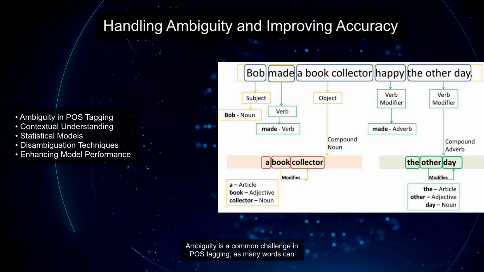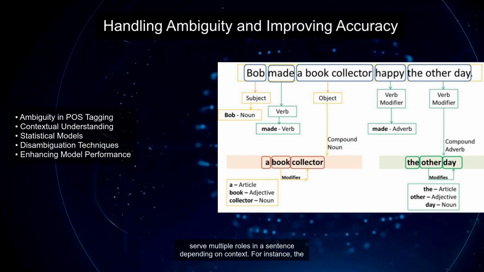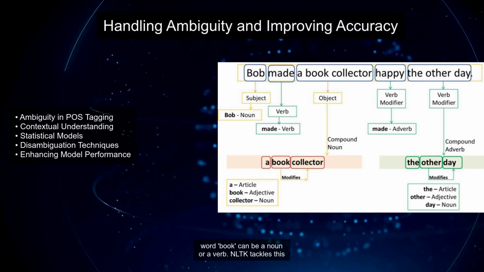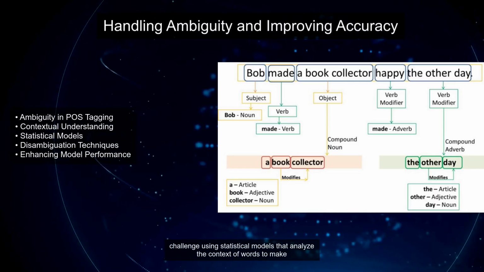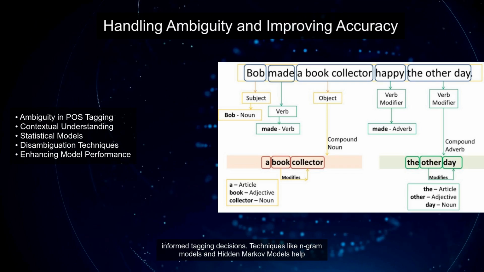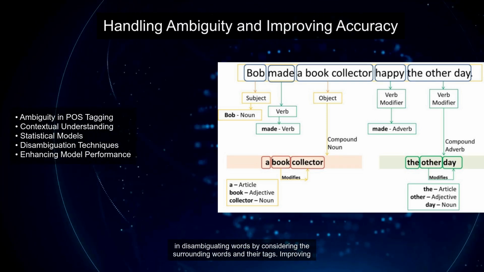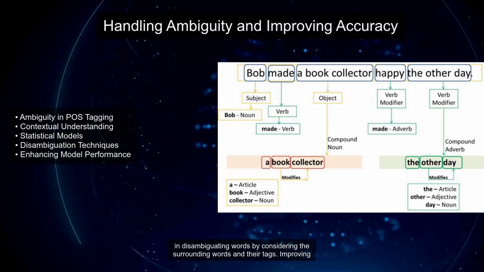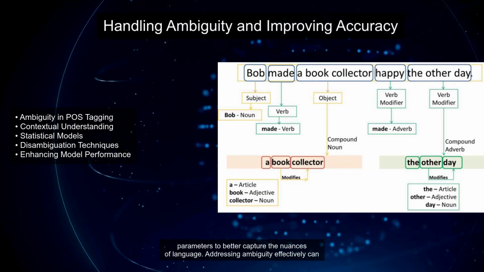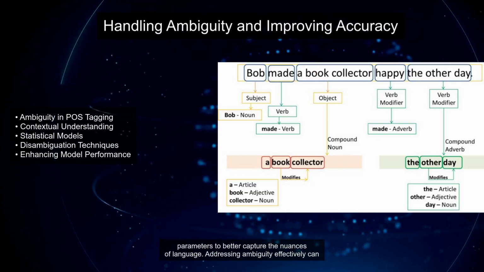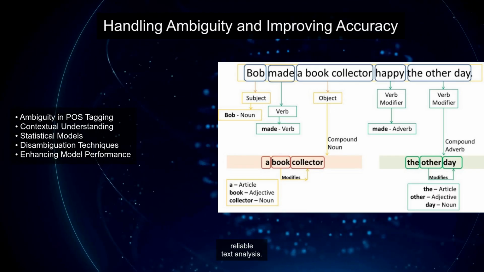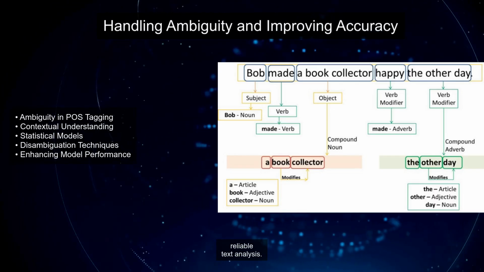Ambiguity is a common challenge in POS tagging, as many words can serve multiple roles in a sentence depending on context. For instance, the word book can be a noun or a verb. NLTK tackles this challenge using statistical models that analyze the context of words to make informed tagging decisions. Techniques like n-gram models and hidden Markov models help in disambiguating words by considering the surrounding words and their tags. Improving accuracy involves training your models on diverse and extensive datasets, and fine-tuning parameters to better capture the nuances of language. Addressing ambiguity effectively can significantly enhance the performance of your POS tagging models, leading to more reliable text analysis.